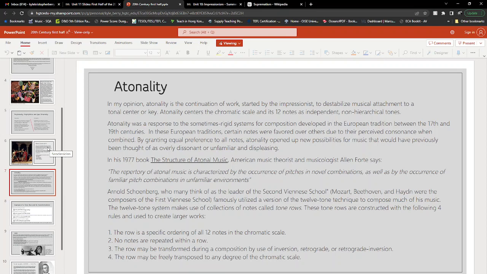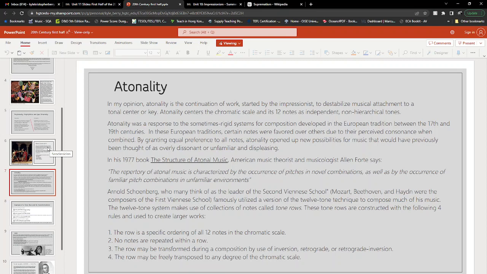In his 1977 book, The Structure of Atonal Music, American music theorist and musicologist Allen Forte says, quote, "The repertoire of atonal music is characterized by the occurrence of pitches in novel combinations, as well as the occurrence of familiar pitch combinations in unfamiliar environments." Schoenberg is like the important guy here. He's the leader of what we call the Second Viennese School.